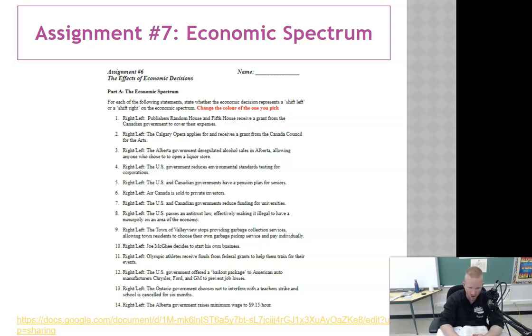So for example, the first one there says, it doesn't really matter what it's saying. All you need to know is the government getting more involved or less involved? So Publishers Random House and Fifth House receive a grant from the Canadian government to cover their expenses. Doesn't matter if you know what Publishers Random House is or Fifth House is, that doesn't matter. Is the government getting involved more or less? So example, the government gave them a grant, which means the government's giving them money. Is the government getting more involved? Yes, shift left. Okay, that's what you're doing for this assignment. Is the government getting more involved or less involved?